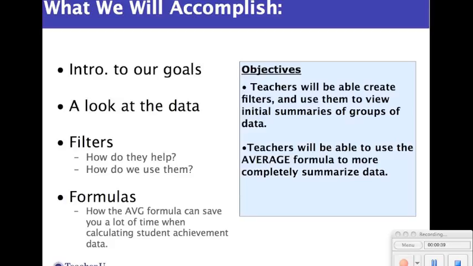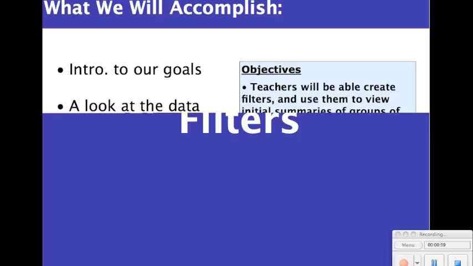So in order to do that, we're going to first take a look at the data. We're going to be using the same 3 example spreadsheets that we used in the last video. And then we're going to take a look at filters, how they're going to help us, and then secondly, how to use them. And then lastly, we're going to take a look at formulas. Once we've filtered out specific groups of students, how can formulas help us to summarize the data that we see for those students? So we're going to start with filters.